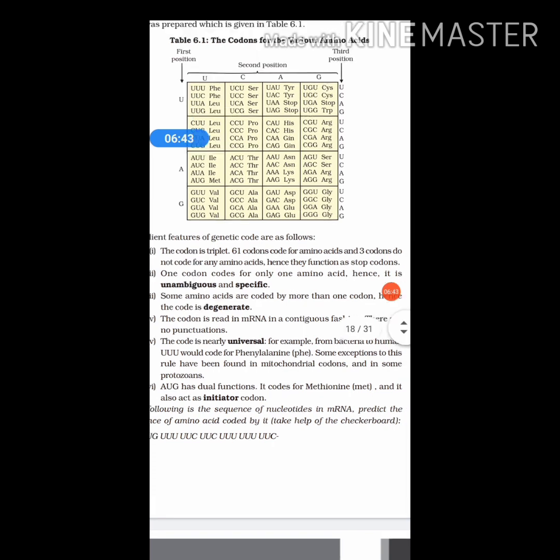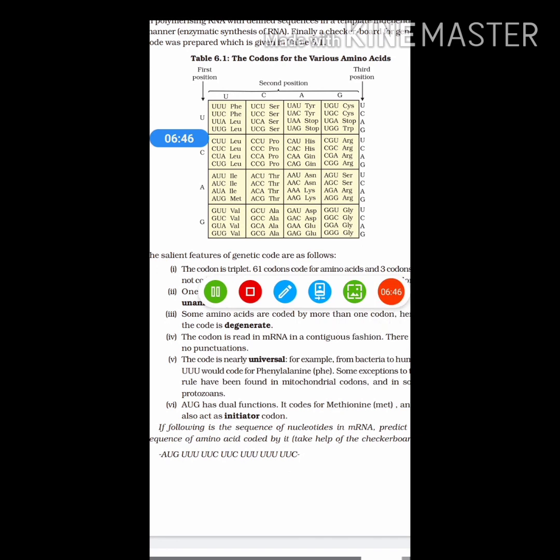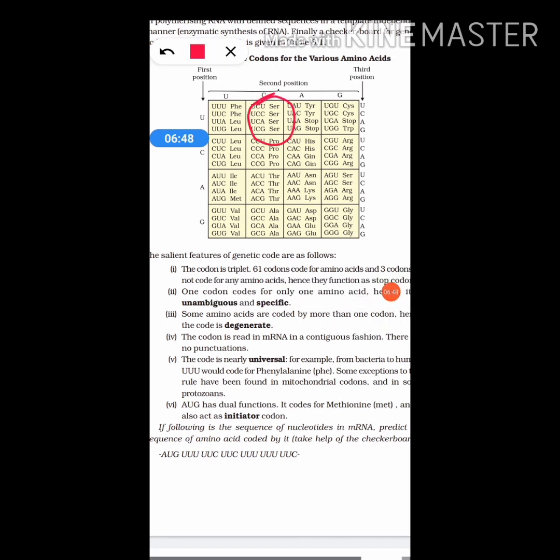Degenerate means some amino acids are coded by more than one codon. Here you can see serine. The amino acid serine is coded by UCU, UCC, UCA, and UCG, all coding for serine. So some amino acids are coded by more than one codon, and that feature is called degenerate. So specific and degenerate are very important topics. The salient features of genetic code is a very important topic.